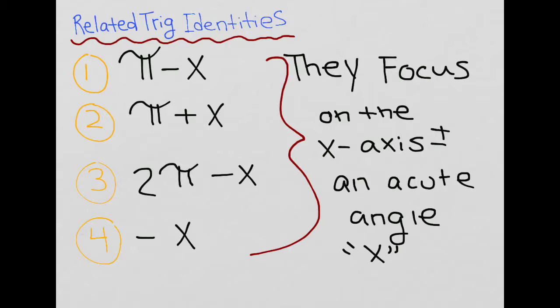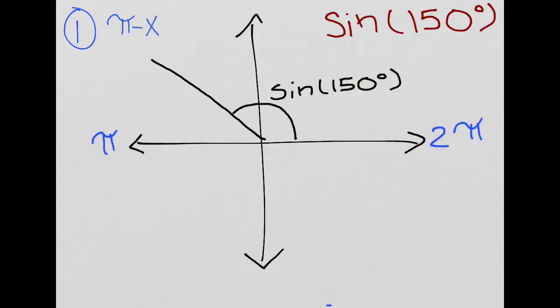Okay, so we have four trig identities. We have pi minus x, pi plus x, 2 pi minus x, and minus x. All of the related identities only focus on the x-axis plus or minus an acute angle x. So angle x is always between 0 and 90 degrees. It's a little confusing right now, but it will get simpler in my next slides.